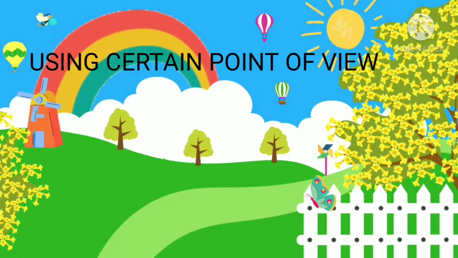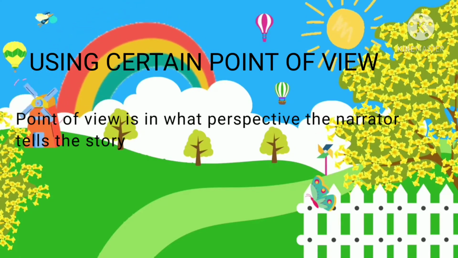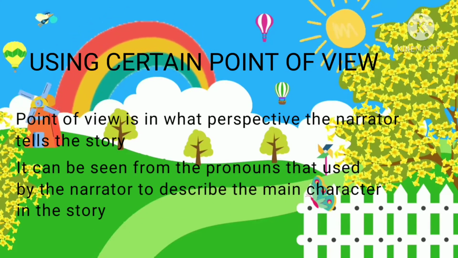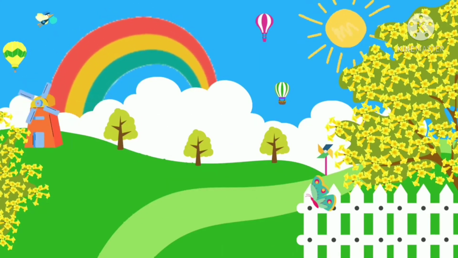Using a certain point of view. Point of view is the perspective from which the narrator tells the story. It can be seen from the pronouns used by the narrator to describe the main characters in the story.